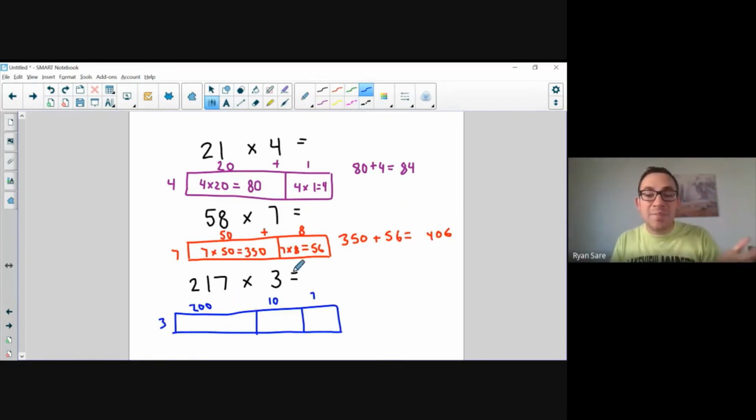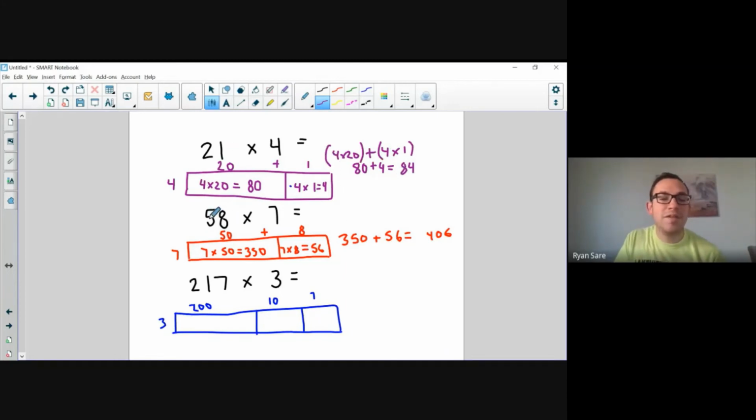Okay, I've set up this last problem and I'm ready. Let's look at these first ones and then go through this last one. So I split up 20 into 20 plus 1, and then I did 4 times 20 plus 4 times 1. If I expanded this out a little bit, it would be 4 times 20 plus 4 times 1. But I just simplified my steps a little bit and put them together for you.